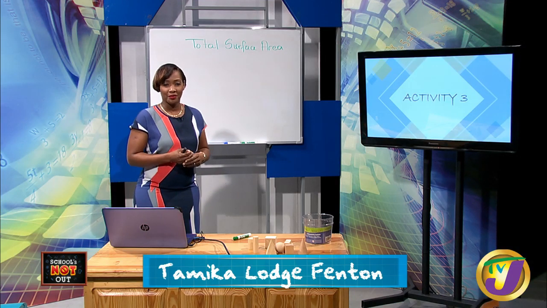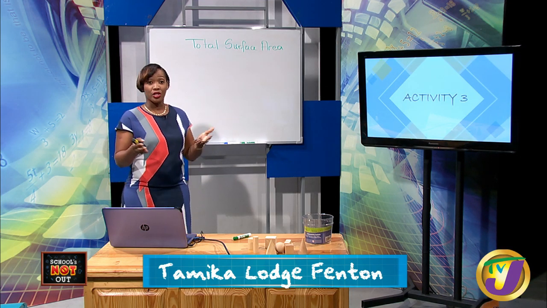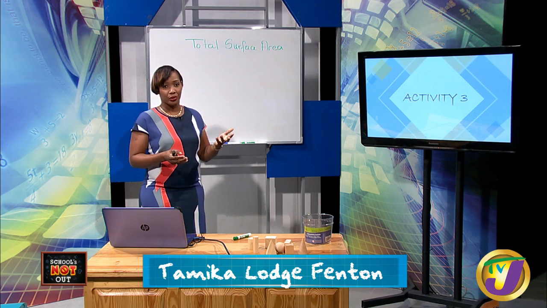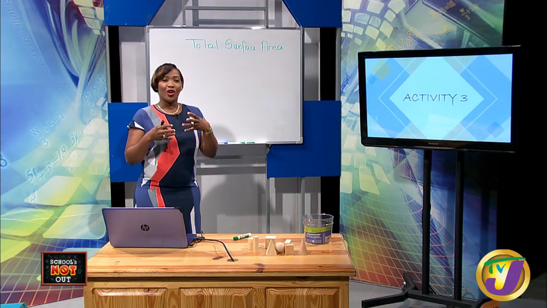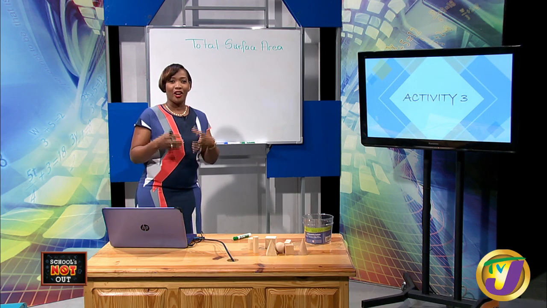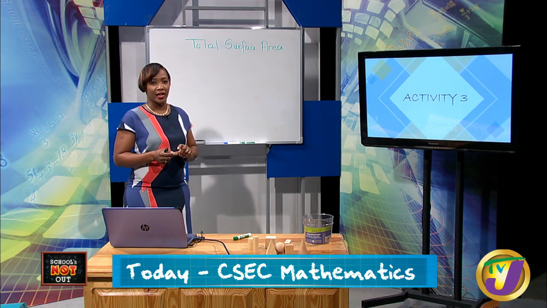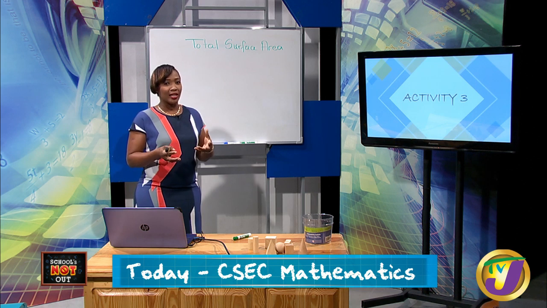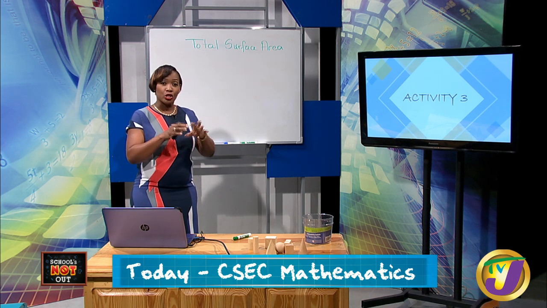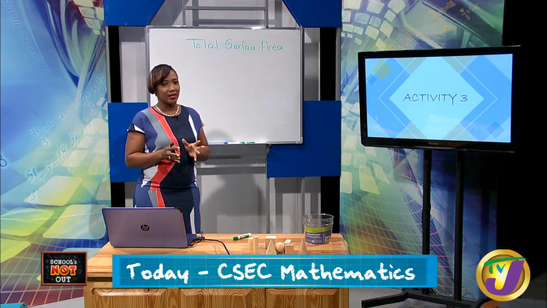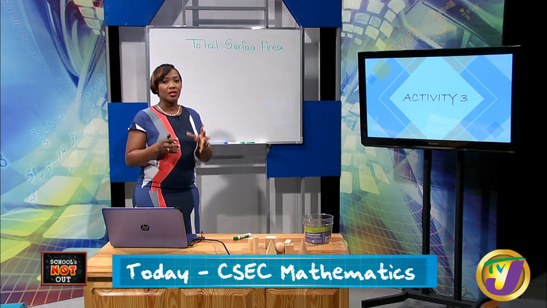Welcome back, everyone. Now, just for those who are just joining, let's look at what we were doing before we left. We were looking at total surface area. We were looking at how to find the total surface area of solids. And we said that we'd need to identify the faces of that solid and then determine the area of each face. It is a totaling of all those faces that would give us the total surface area of a solid.